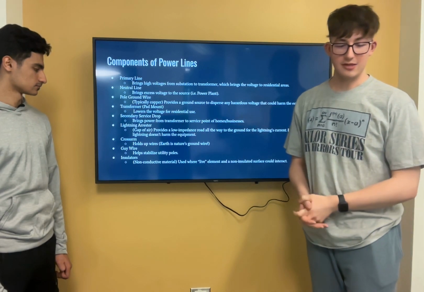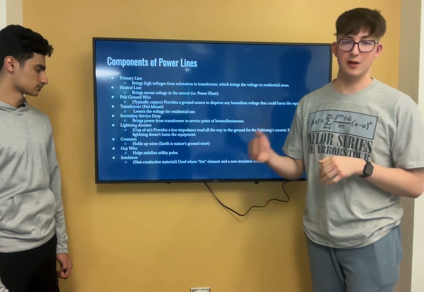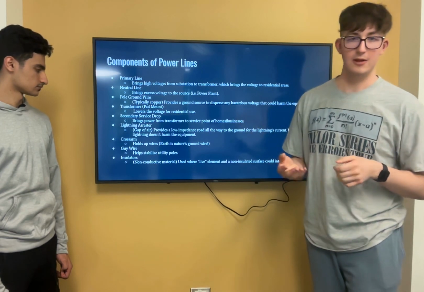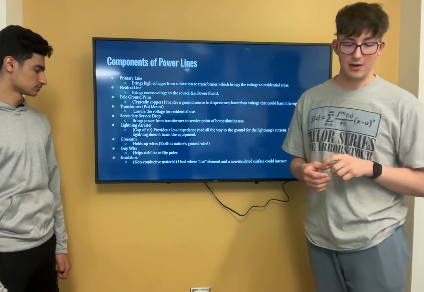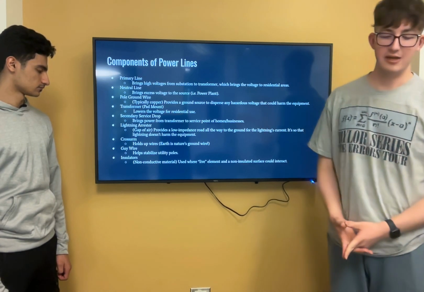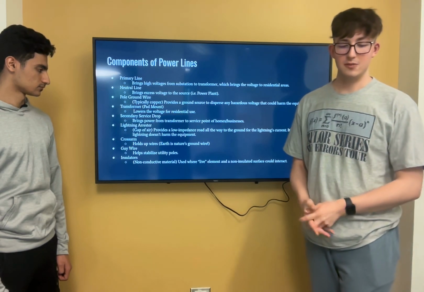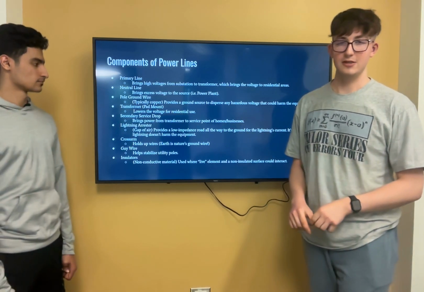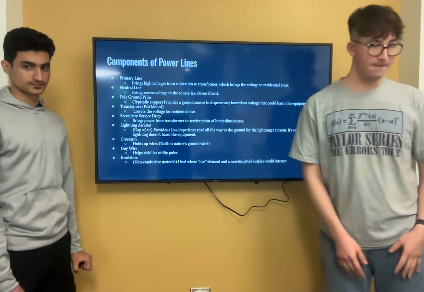And then we have the cross arm, which holds up the wires because you don't want the wires drooping near the earth, as earth is the ground and it grounds any charges. Then we have the guy wire, which helps stabilize the utility poles. And then lastly, we have the insulators, which are used where the live element, which is the wire, and a non-insulated surface could interact, meaning we don't want them to intermingle.